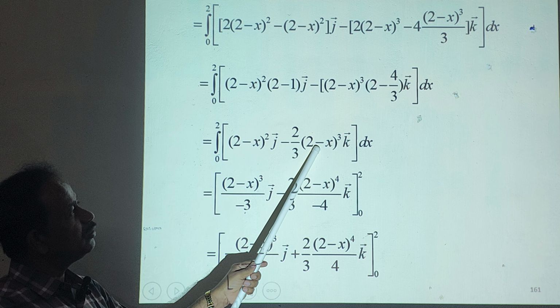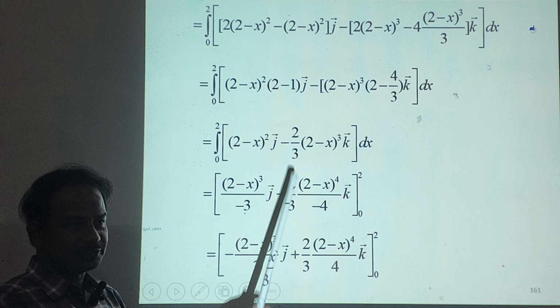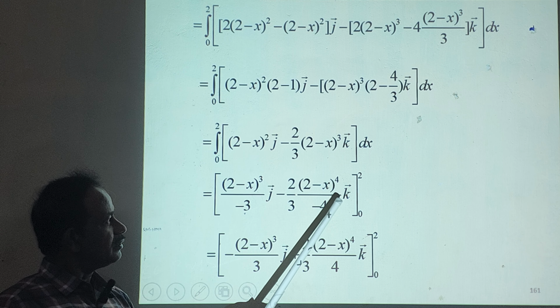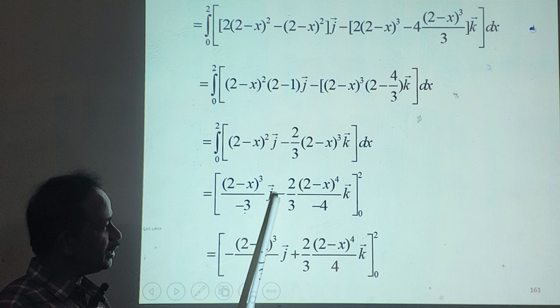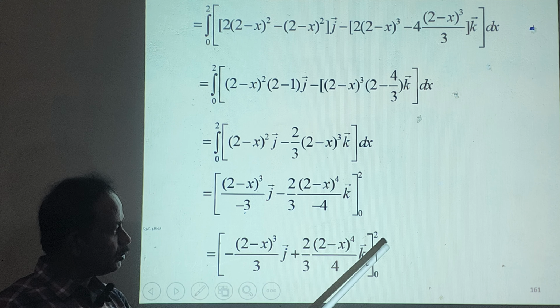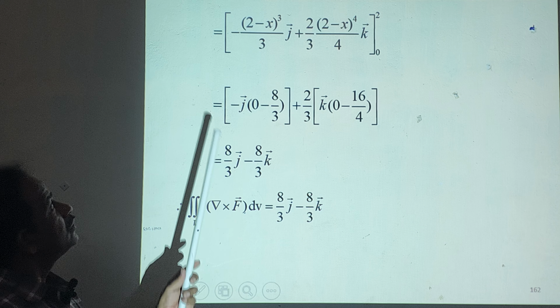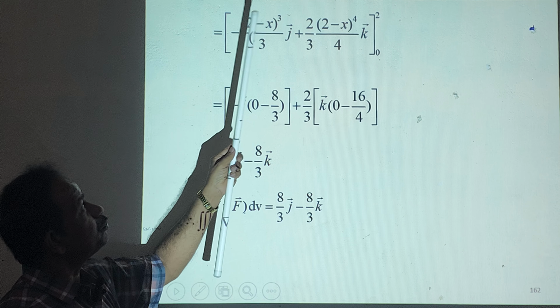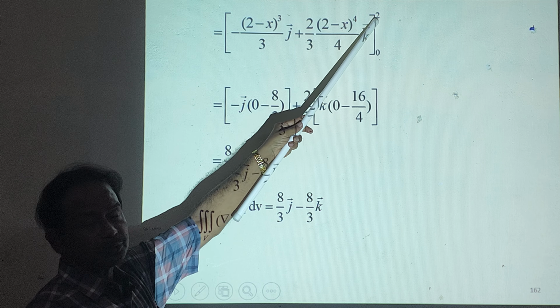And similarly here, (2 minus x) whole to the power 4 divided by 4. Here minus is there, so minus 4. Okay. Now this minus I have pulled out here, minus minus plus. And now you have to substitute for x. Okay, the limits. So I have written the same thing here.